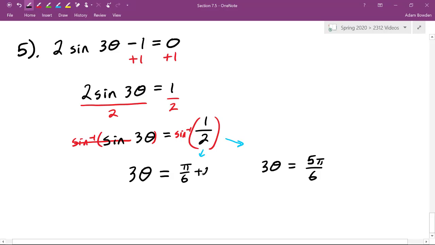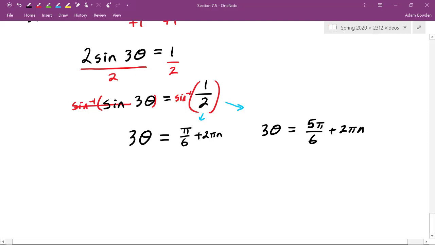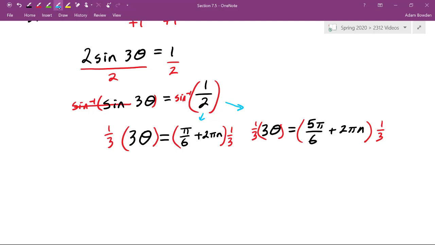And now generally we get all solutions by adding a plus 2 pi n to each of those. But this doesn't quite solve for all solutions. We still have to take care of the 3 in front of theta. The way we do that is we multiply everything by 1/3. Technically it's the same thing as dividing by 3, but it's just more convenient to do it this way. So if I do that, this will cancel out. This 1/3 is going to multiply to everything, the pi over 6 and the 2 pi n, on both of our solutions.